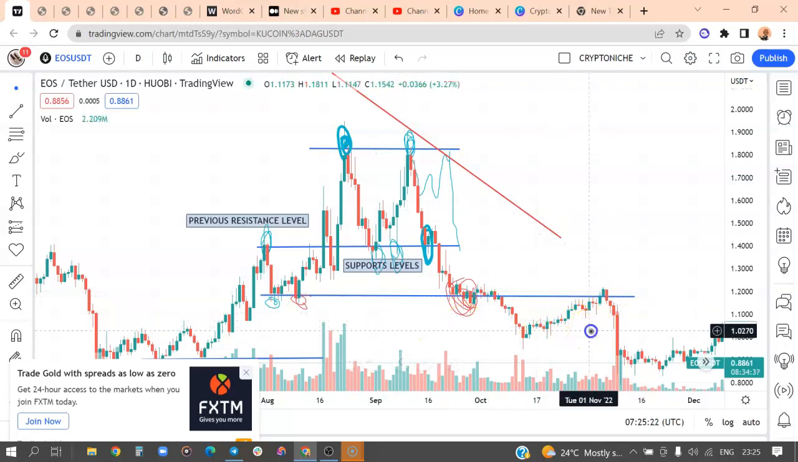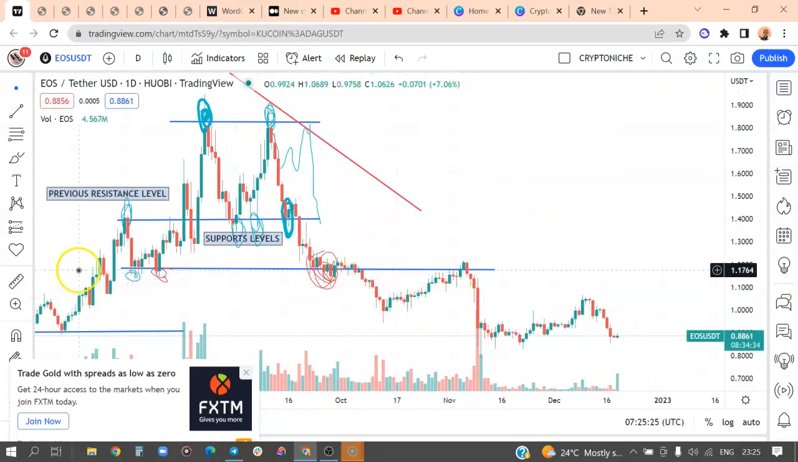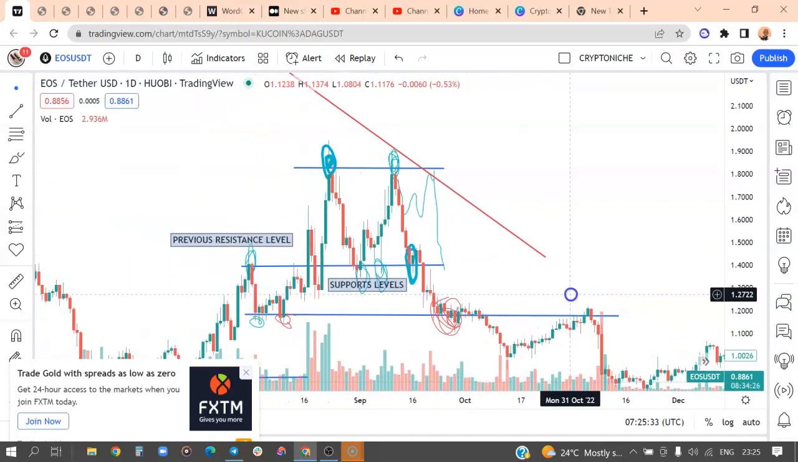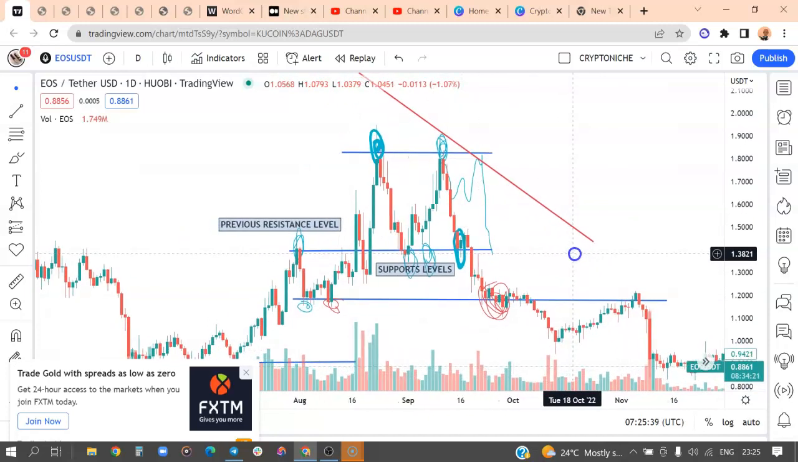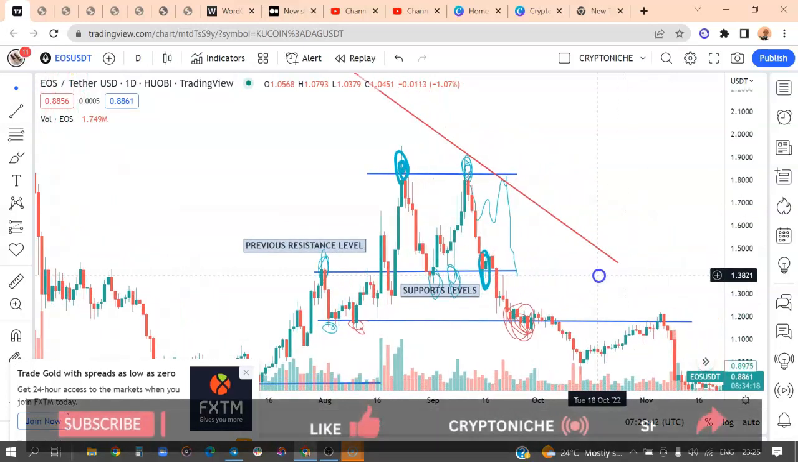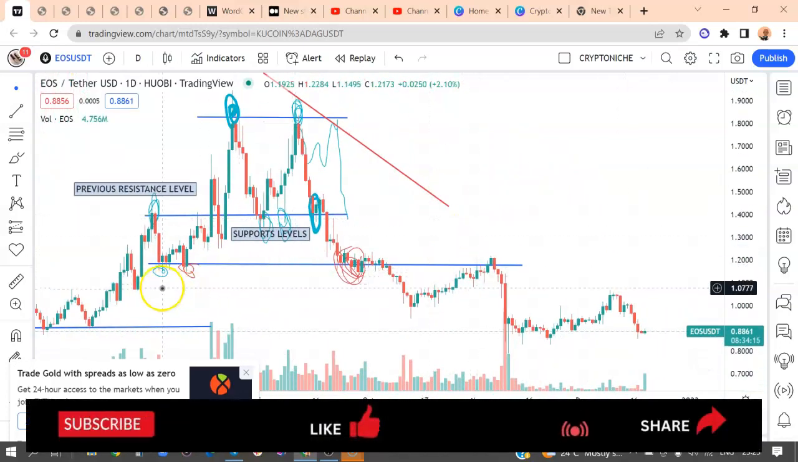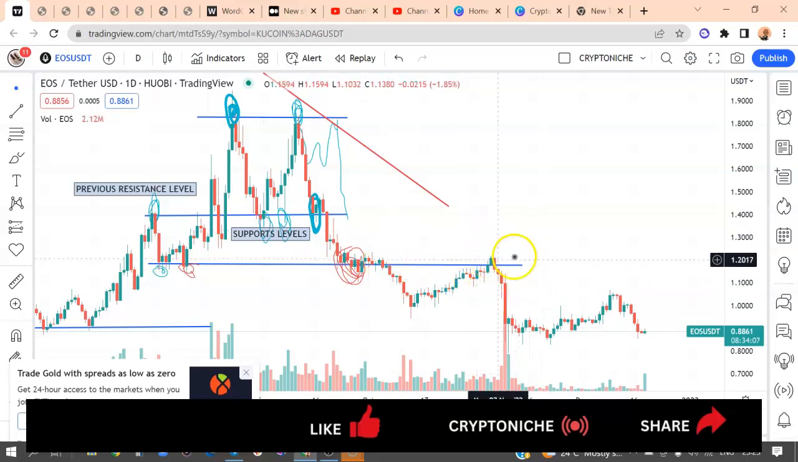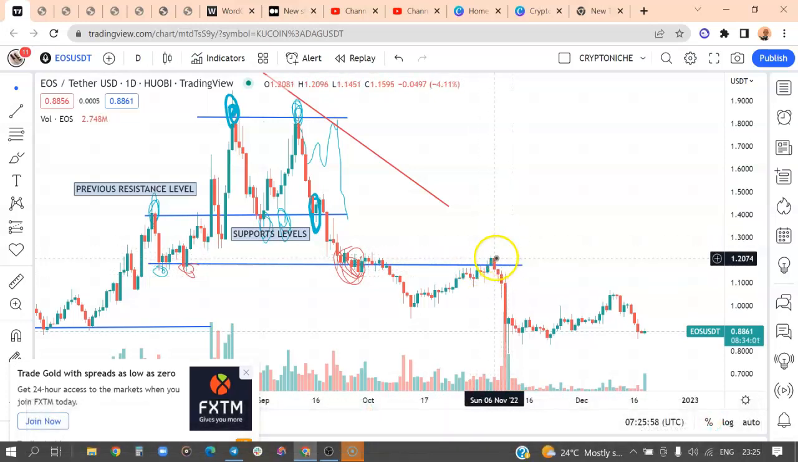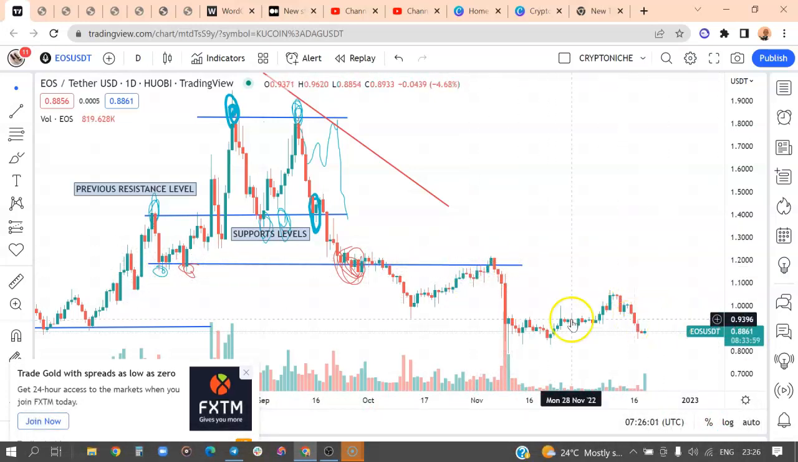Now look at this. Support one, support two, support three became a new resistance, as you can see right here. This is on this time frame. So since it became a new resistance here, it is ready to be shorted.